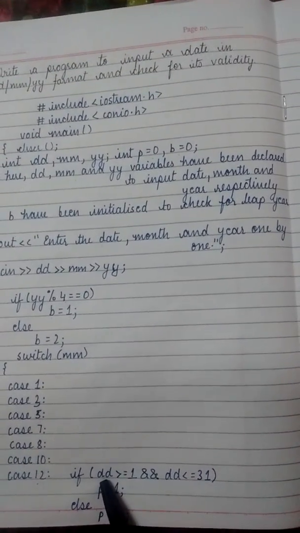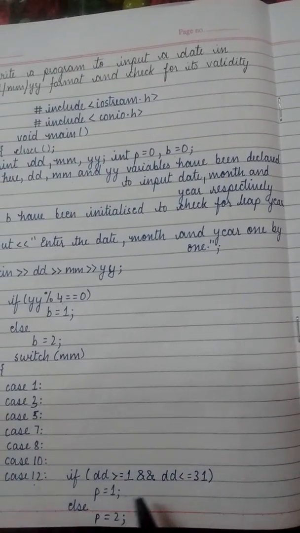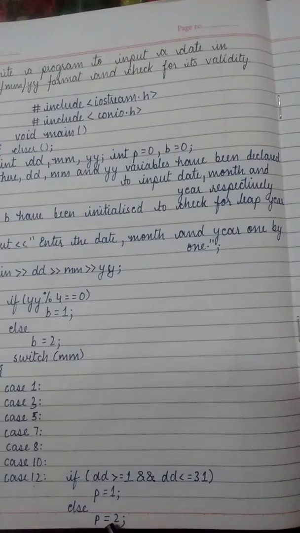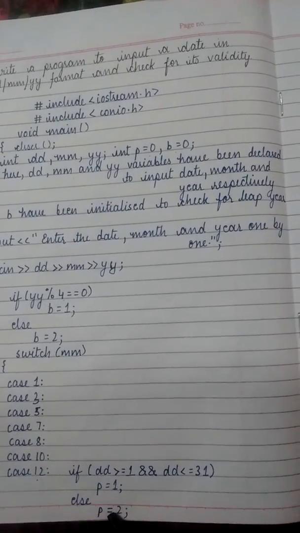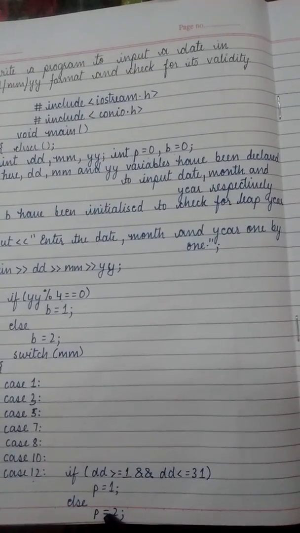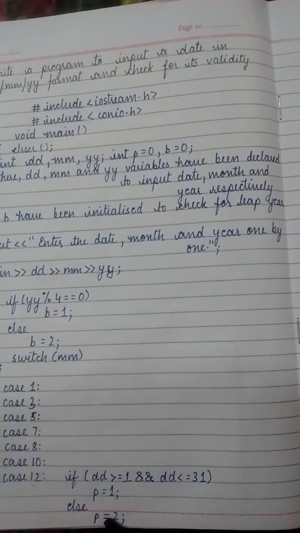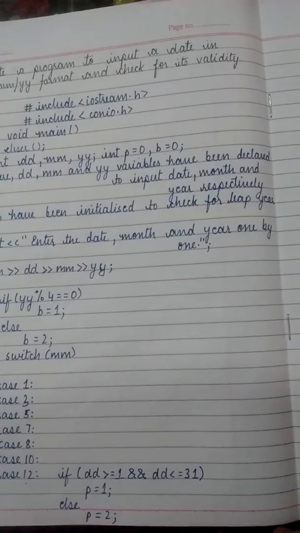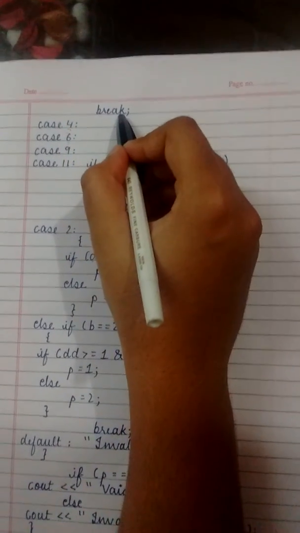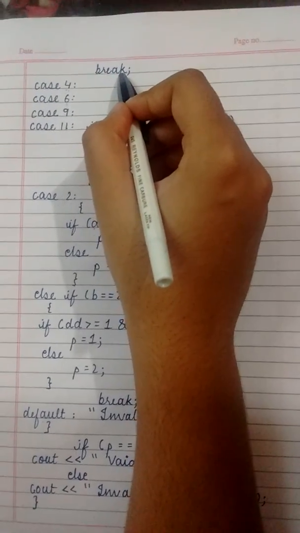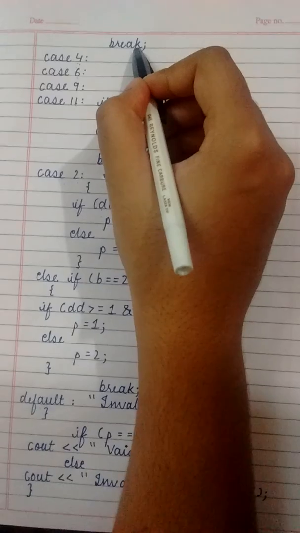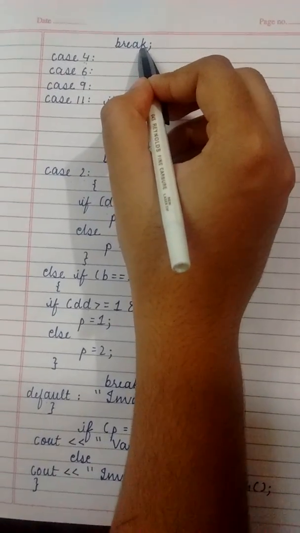That is, if the date entered by the user is between 1 and 31, then p will have a value 1 and otherwise p will have a value 2. We know that these months, that is January, March, May, July, August, October and December, have dates varying between 1 and 31. Then I have used the break statement. This break statement helps to break out of the switch as soon as any of the above cases match the case entered by the user.